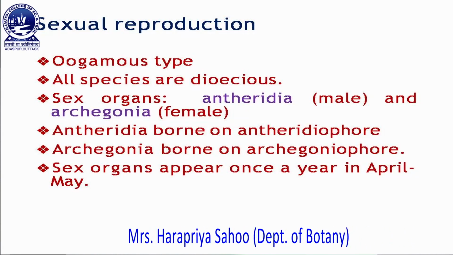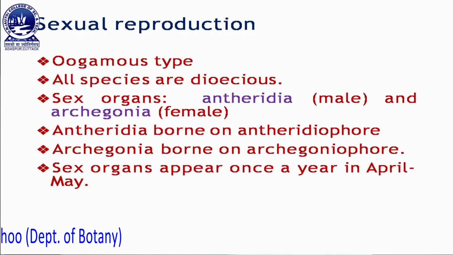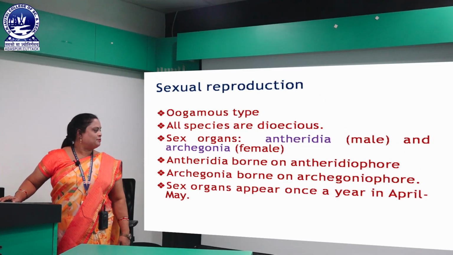Next is sexual reproduction. Marchantia is oogamous in nature. Oogamous means the male and female reproductive organs are morphologically and physiologically dissimilar. All the species are dioecious. The sex organs are antheridia, the male organs, and archegonia, the female organs, borne on antheridiophores and archegoniophores. The sex organs appear once a year, in April and May.